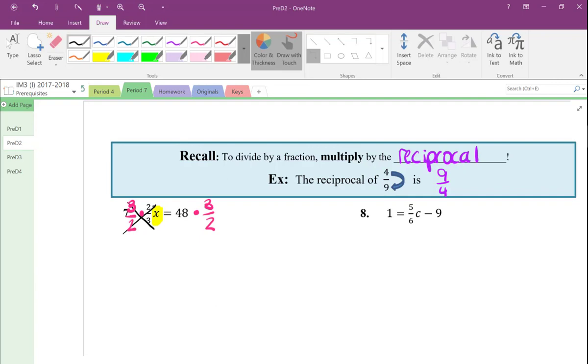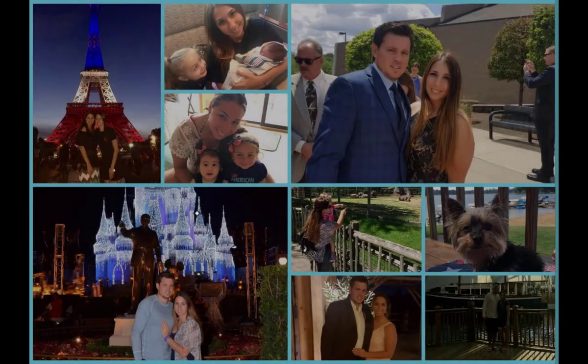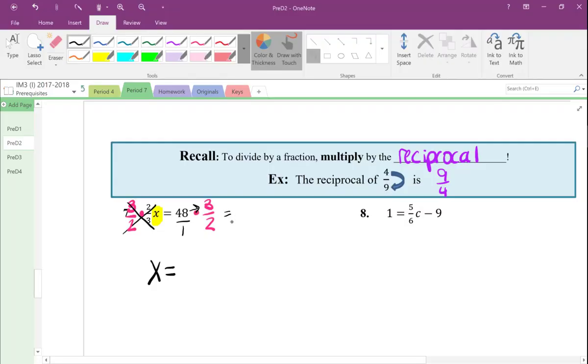You can type this in your calculator or do it in your head. 48 times 3 halves. 3 divided by 2. Do you know how to put that in your calculator? Or you can just multiply straight across. You can pretend that there's a 1 there. What's 48 times 3? You need a calculator. Got a bunch of them over here.